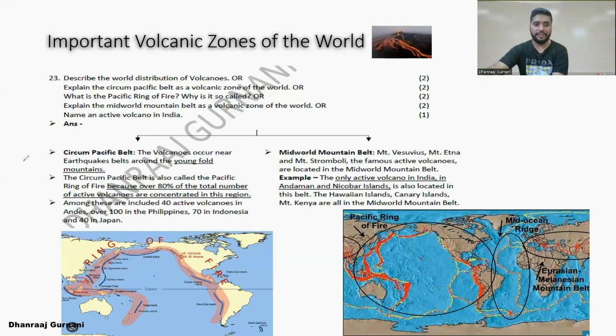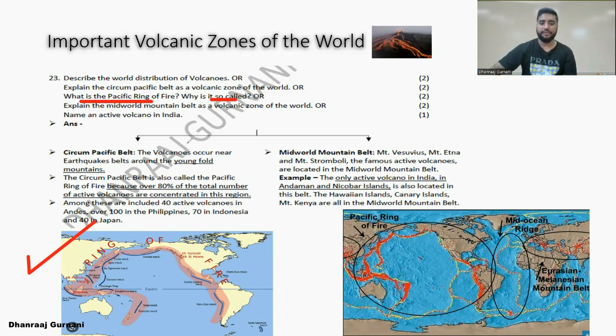Let's see what is the Circum-Pacific Belt. Here you have an image. Volcanoes occur near earthquake belts around the Young Fold Mountains. The Circum-Pacific Belt is also called the Pacific Ring of Fire. Very important, Pacific Ring of Fire. What is the Pacific Ring of Fire? Why is it so called?